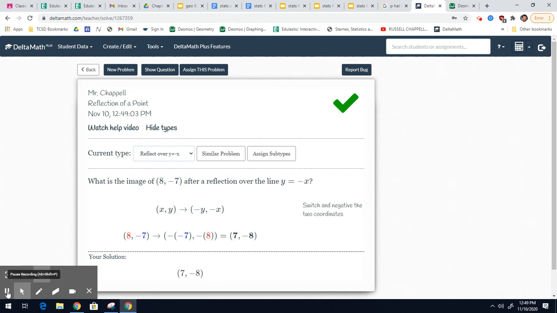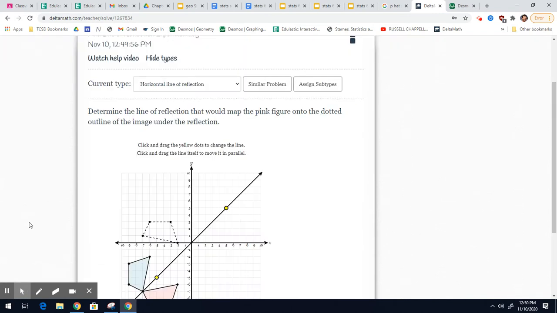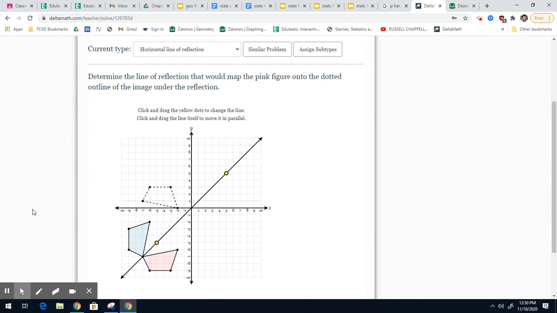Okay, next problem coming. This problem says determine the line of reflection that would map the pink figure onto the dotted outline of the image under the reflection. It says click and drag the yellow dots to change the line, and click and drag the line itself to move it parallel. We would like the pink figure to go onto the dotted figure. When you move this line, notice the blue figure moves. So somehow, some way, we have to put this line of reflection.